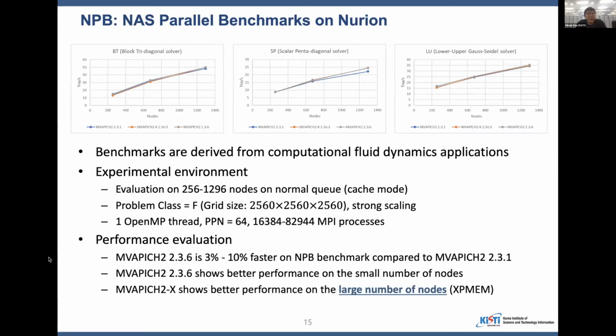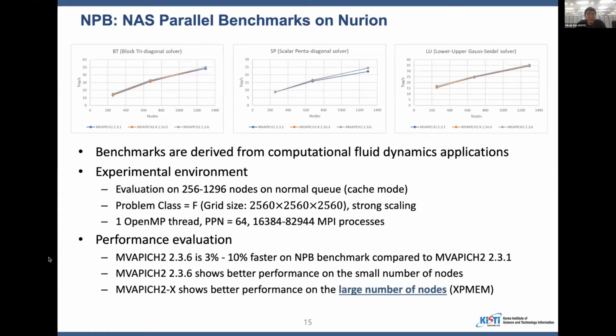The second benchmark we use is NPB. NPB is implemented in MPI only for the HPC, and we use the F-class problem for the evaluation. Although there was a slight difference from the existing installed version, there was a 3 to 10% improvement, faster than the previously installed version.